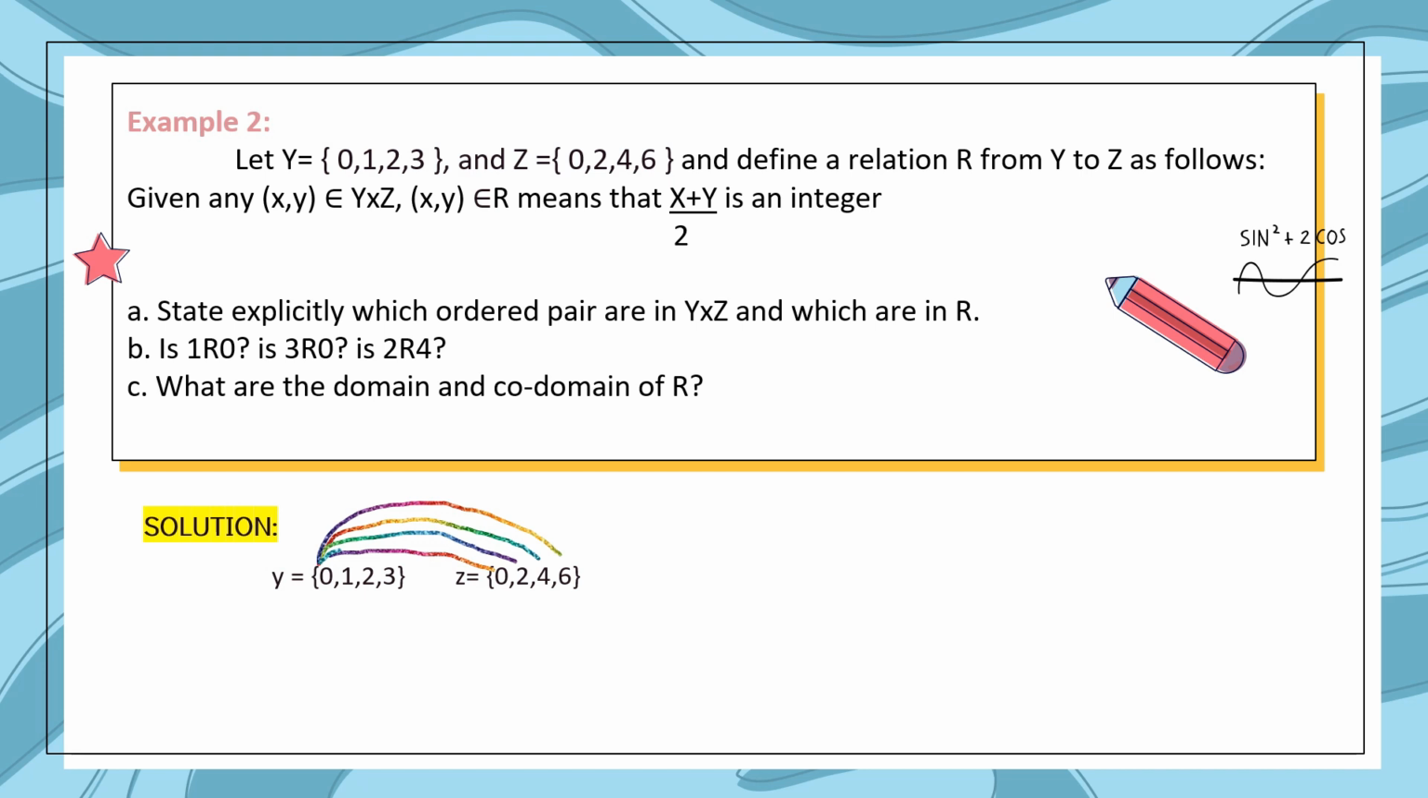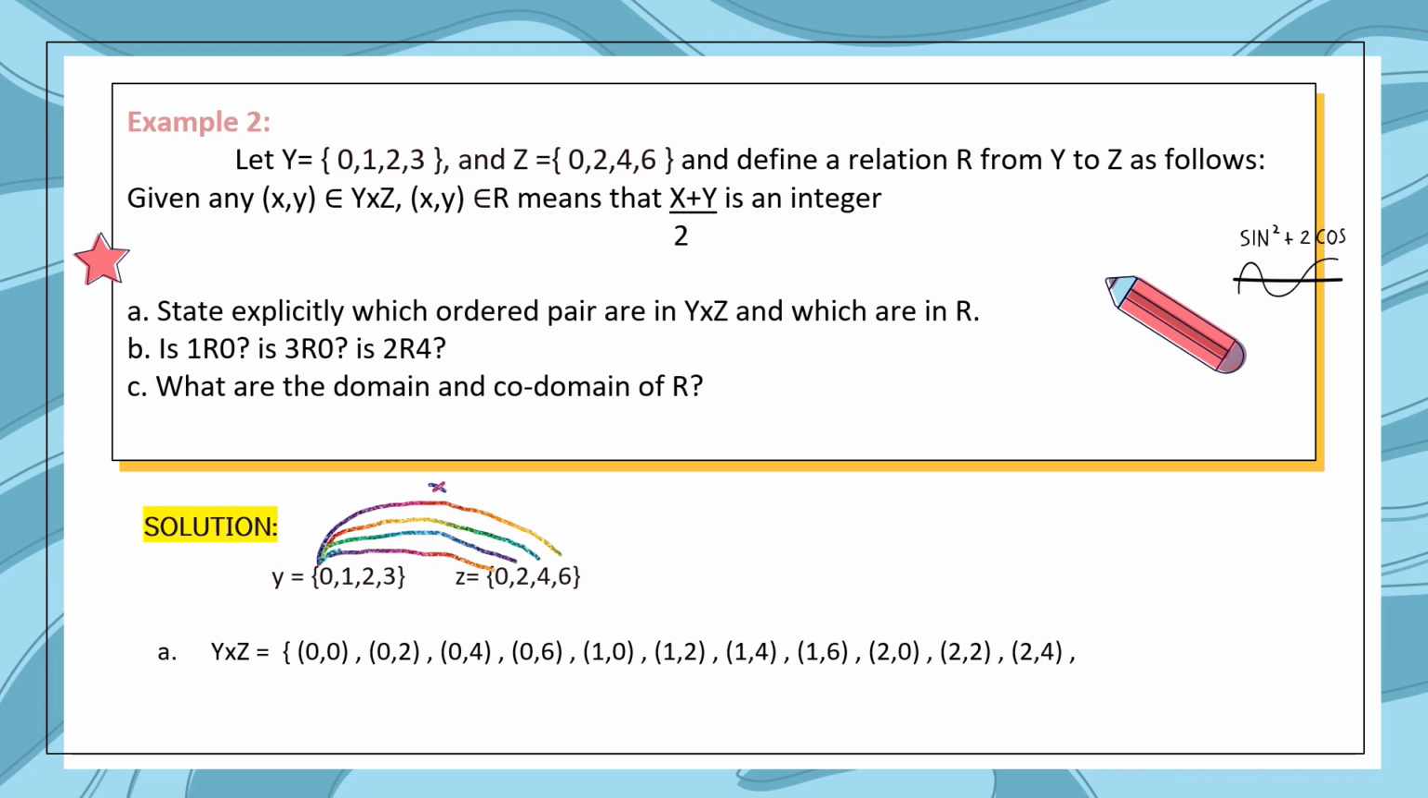Solution. In order for us to explicitly state which ordered pairs are in Y cross Z, we just start crossing from Y to Z, the same as in the figure shown. We have here X cross Z. Take note that you have to put the ordered pairs in a set.